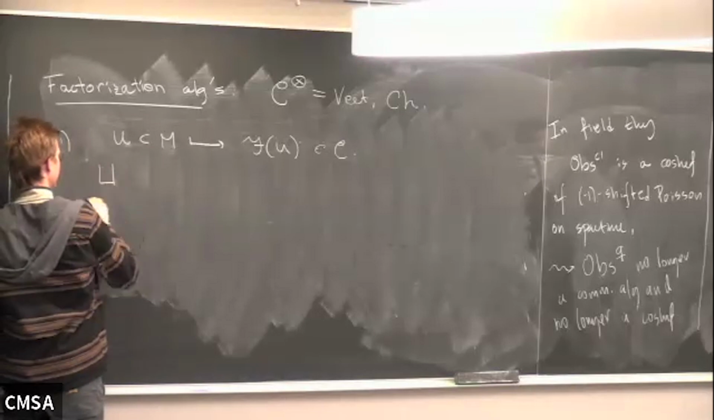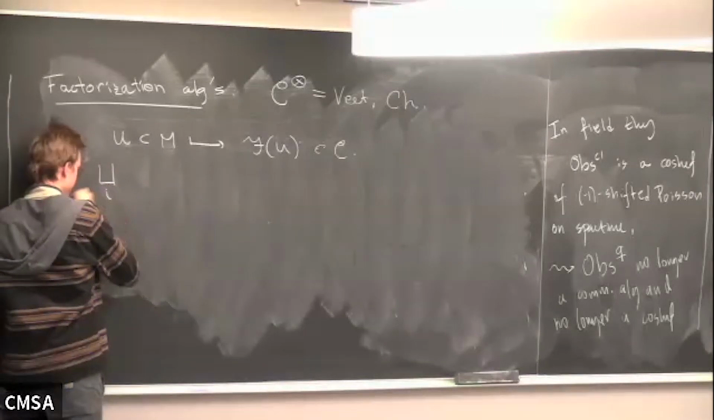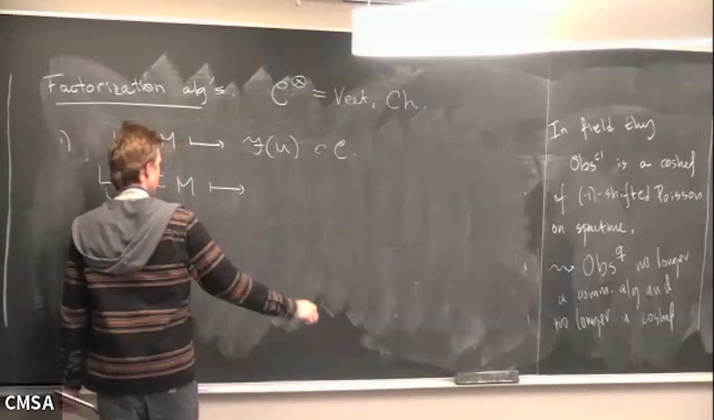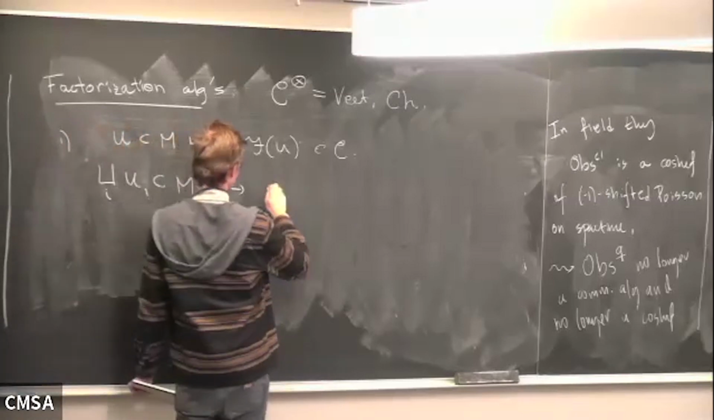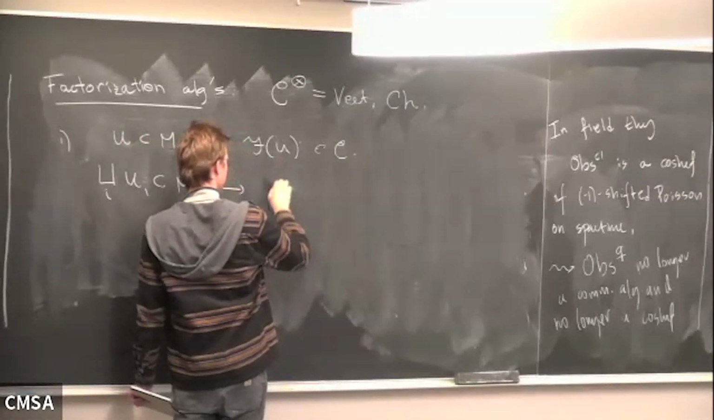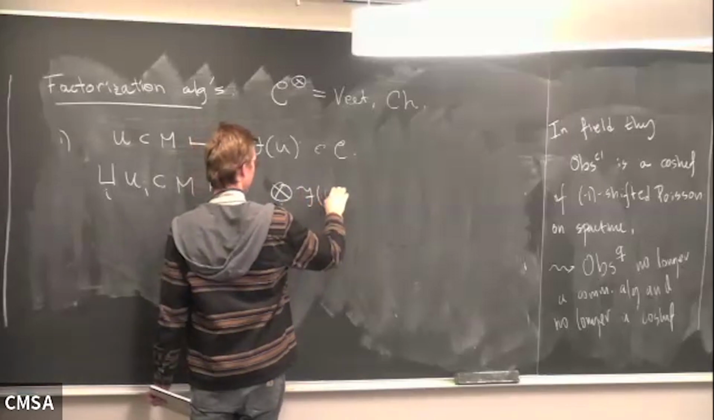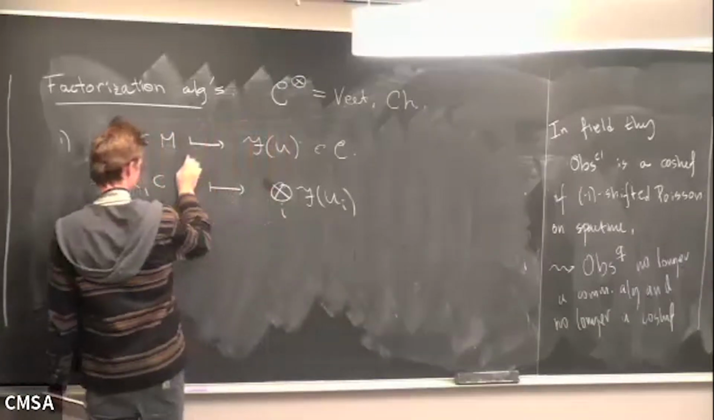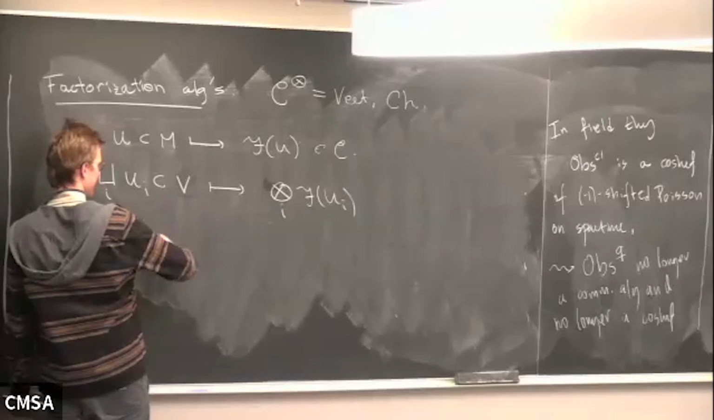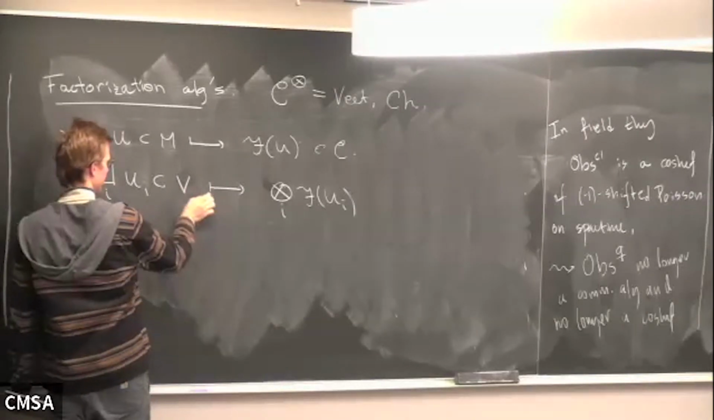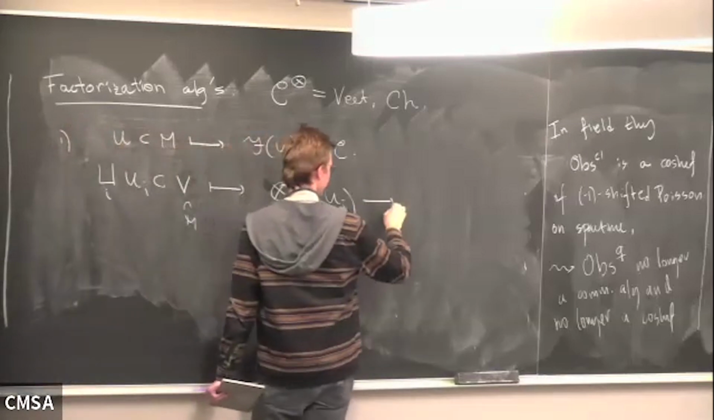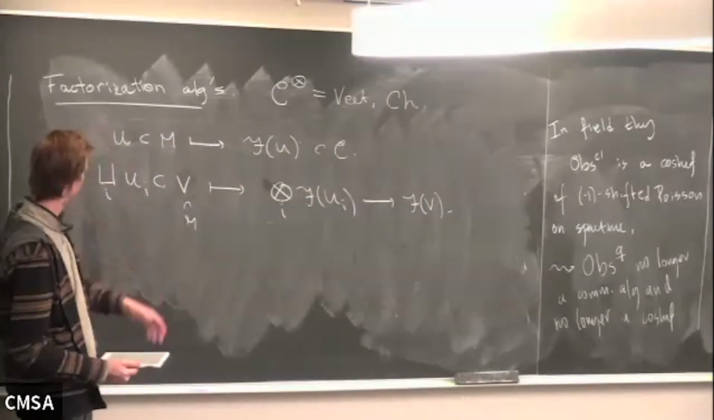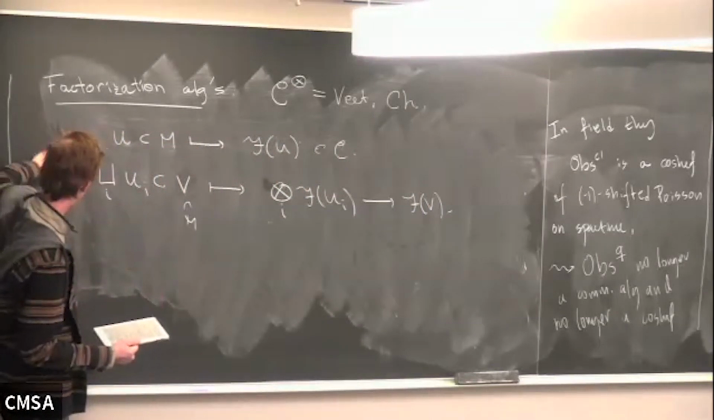And also, not only this, if I have a disjoint union of open sets sitting inside of M, what sort of structure do I get out? I get a map from the I-fold tensor product of the object F evaluated on each of these open sets. Sorry, let me say something a little more general. If these sit inside of some other open set V, another open set inside of M, then I get structure maps of this kind. So this is the data of a factorization algebra.